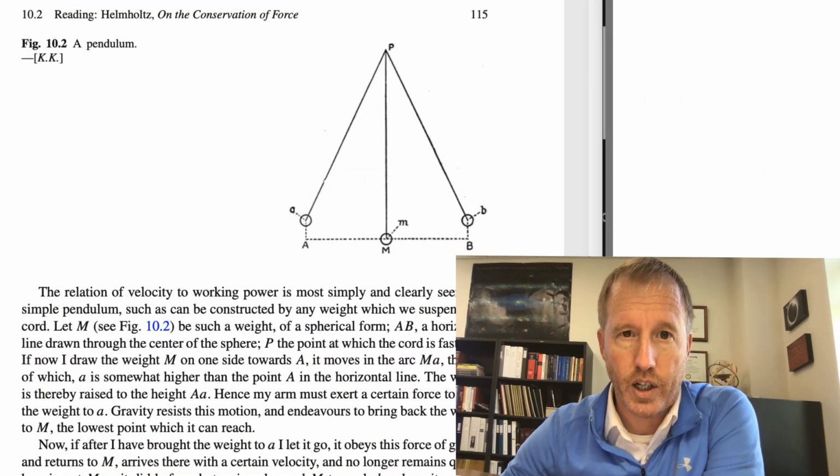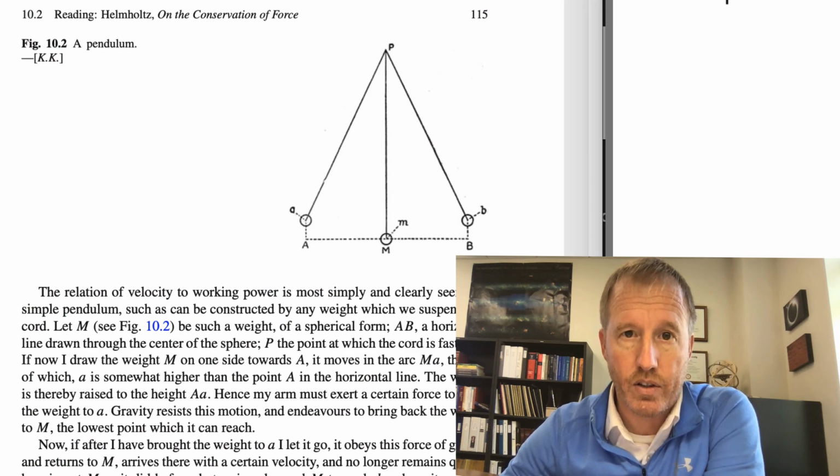We have been talking about Chapter 10 in A Student's Guide to the Great Physics Texts, Volume 3. This is the work of Hermann Helmholtz on the conservation of force, published in 1847. Let me remind you of what we had discussed in our last lecture. We got up to about page 115, where we were talking about the concept of kinetic energy.